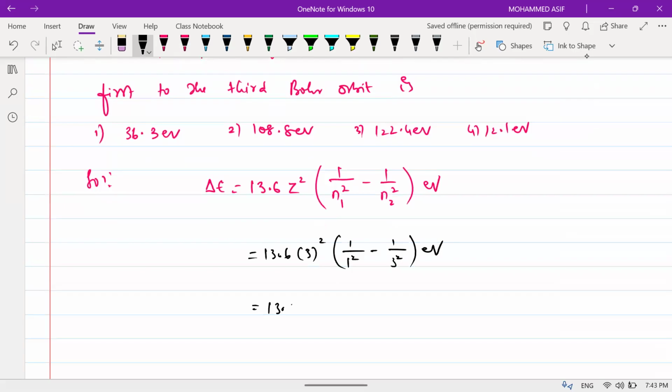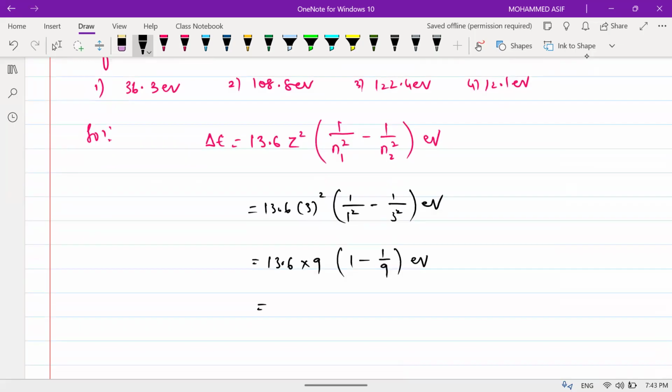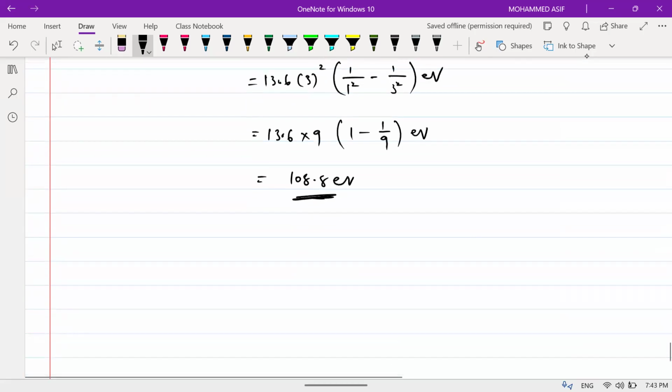So this will be equal to 13.6. 3 square is 9 into 1 square is 1 divided by 1 minus 9 electron volt. See how much I'm getting this one. How much? 103.8? How much, beta? 108.8. Okay, 108.8 electron volt. Got it, everyone? Sure.